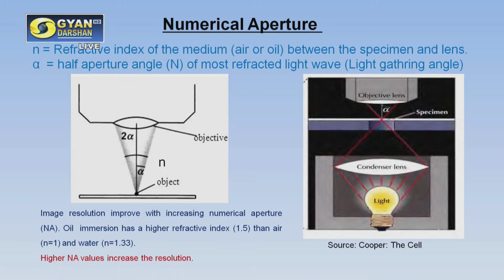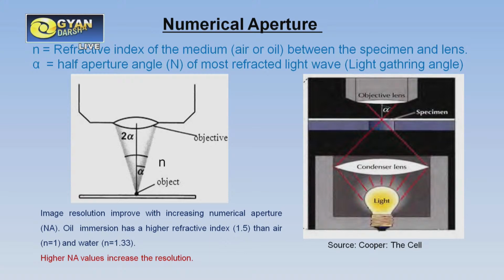So the angle of the numerical aperture will be higher. If the distance between the specimen and the objective lens increases, then the numerical aperture angle will be shorter. In that case, we can increase the numerical aperture by using a different kind of medium. One of the media is oil immersion, which has a higher refractive index of 1.5.